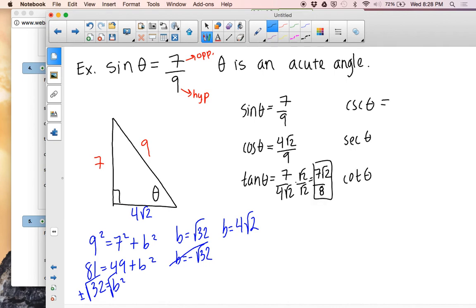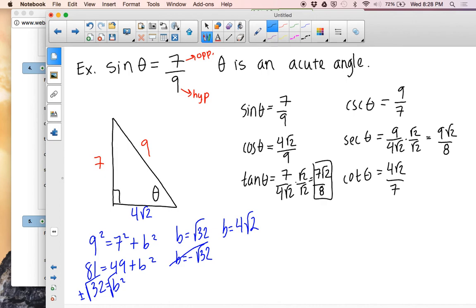Cosecant, instead of opposite over hypotenuse, is hypotenuse over opposite. Secant, instead of adjacent over hypotenuse, is hypotenuse over adjacent. I'm going to rationalize my denominator, so we get 9 square root 2 over 8. And cotangent, instead of opposite over adjacent, is adjacent over opposite.